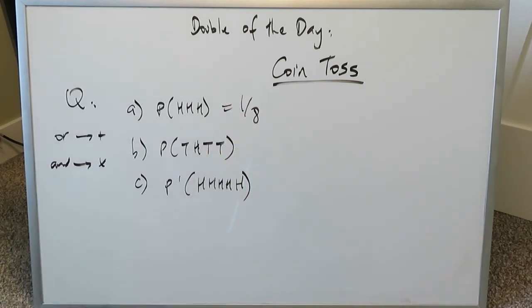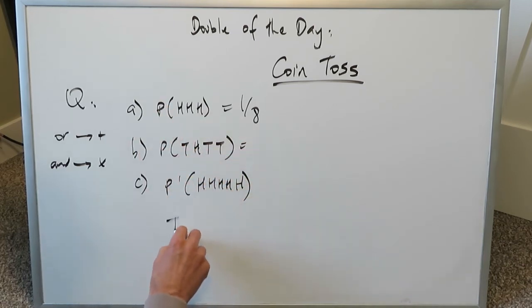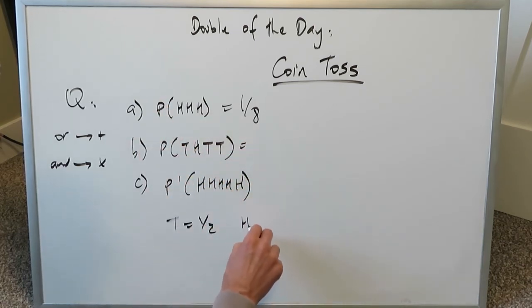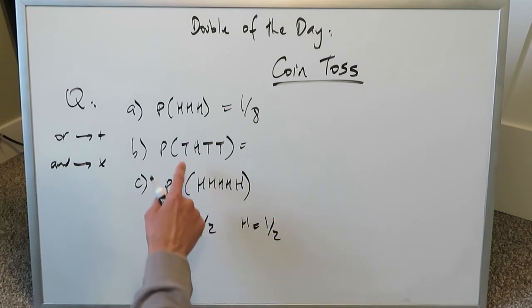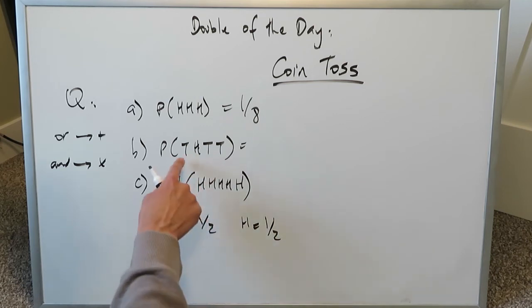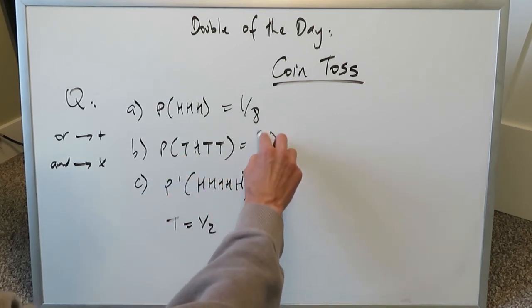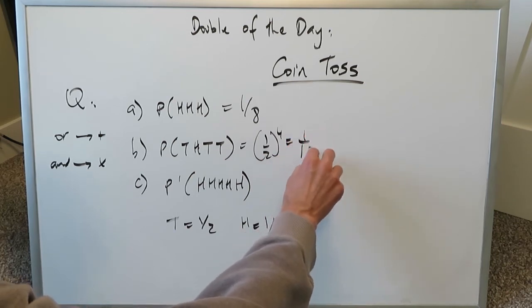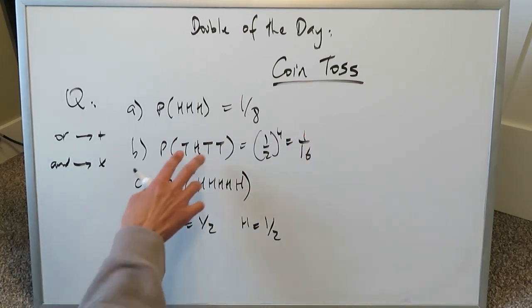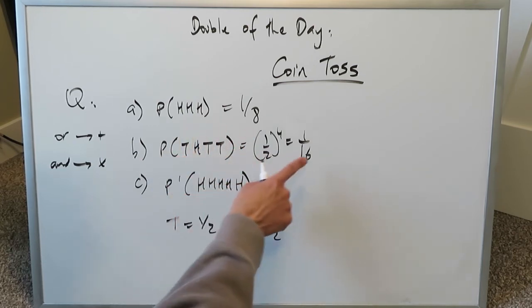How about number B? It's no different than the first question. In either case, the tails probability is always 1 over 2 and the heads probability is always 1 over 2. It doesn't matter what you really had in here. You're looking at 4 coin tosses, and specifically you want a T, H, T, T. You can just do 1 over 2 to the power of 4 and your answer will be 1 over 16. So the probability of getting tails, heads, tails, tails on 4 coin tosses in this order will be 1 out of 16.